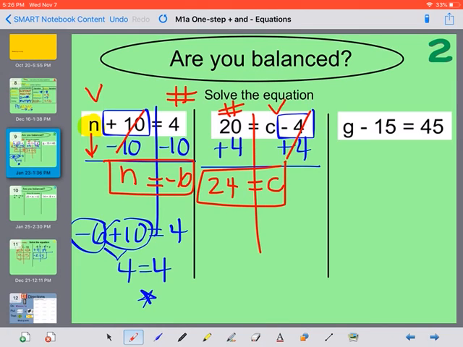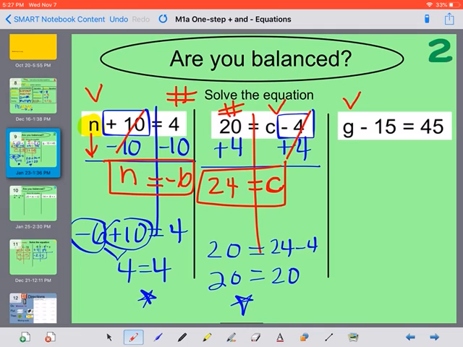It doesn't matter if the letter is on the left or the right, as long as it's all by itself, the letter. All right, so if you want to double check it, we can plug it in. We have 20 equals C minus 4, and C is 24. So is 24 minus 4 20? Yes, it is. Our answer is correct.